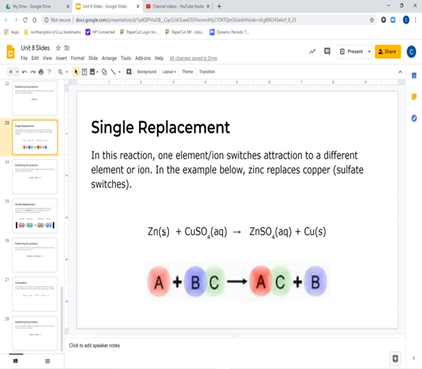So as you can see, zinc is the replacement for the attractor to sulfate. So sulfate is originally attracted to copper, but then in the replacement it is actually attracted to zinc, and sulfate is the ion that is switching around.